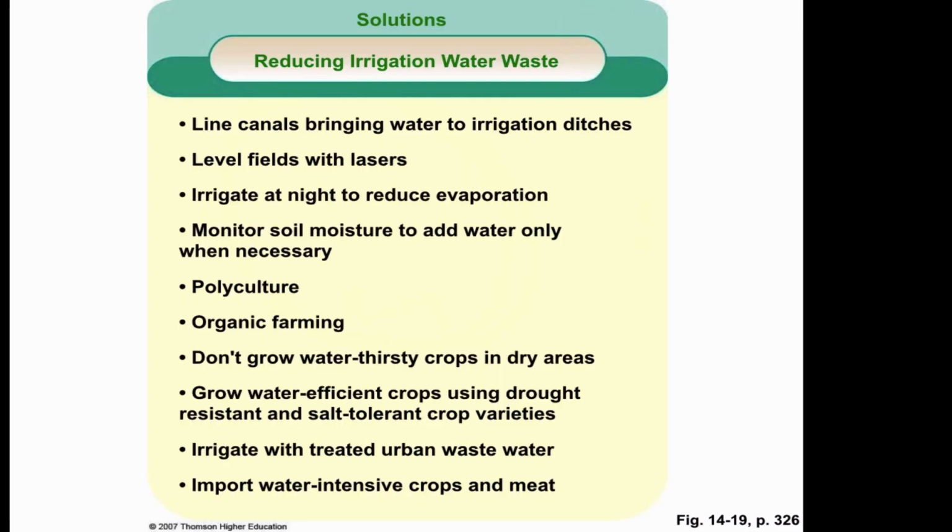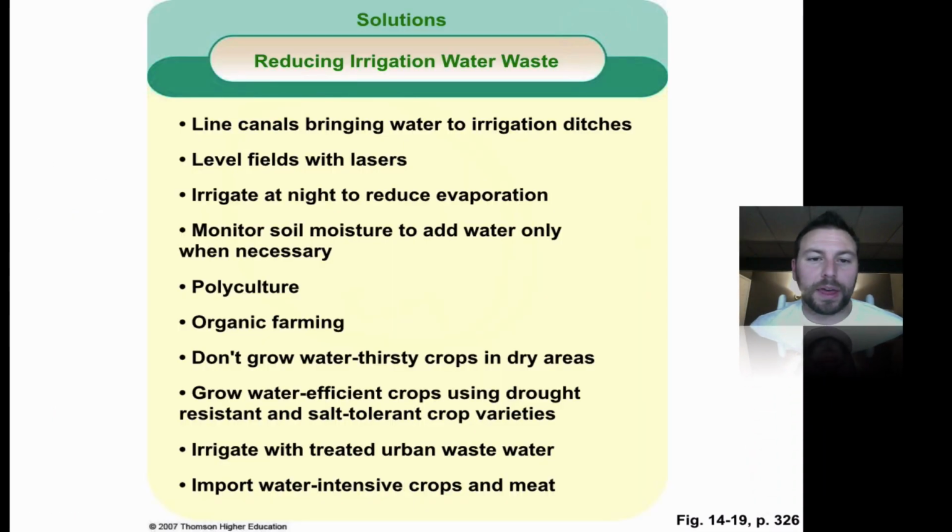So, reducing irrigation water waste. There's a number of different things. Leveling fields with lasers, so we can get the water directly into those. Lining canals with some sort of liner, so that water is not lost in the movement or the transfer, but only goes to where we want it.